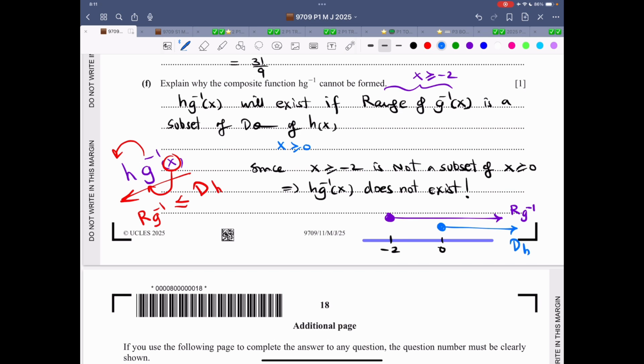Now this purple line is not fitting inside this thing. If it was starting over here, perfect. But this is bigger, this is smaller. The range of g inverse is not a subset. It's not fitting inside the domain of h. So therefore, hg inverse does not exist.